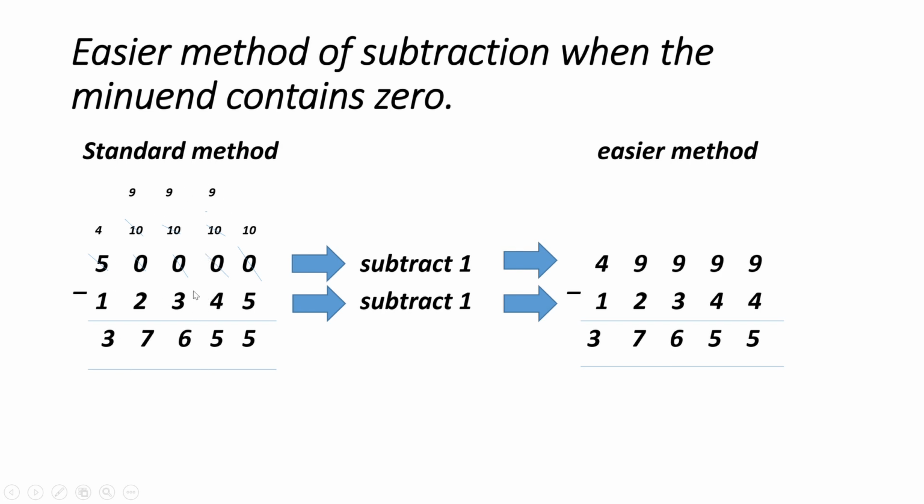So when the minuend contains 0, we can go to an easier method. And that is, we will subtract 1 from both the subtrahend and the minuend. So as you can see, I have subtracted 1 from 50,000, it becomes 49,999. And after subtracting 1 from 12,345, we will get 12,344. As you can see here, the subtraction becomes much easier and the answer is the same, that is 37,655. So you can use this method when the minuend contains 0.